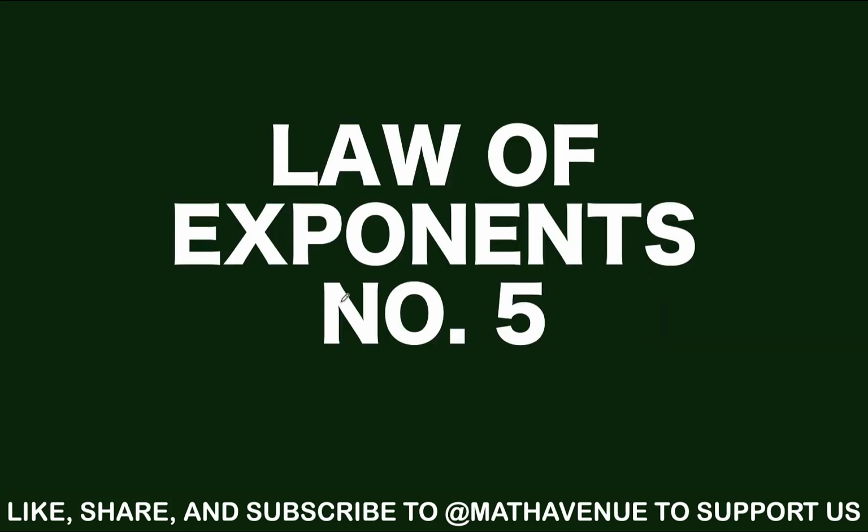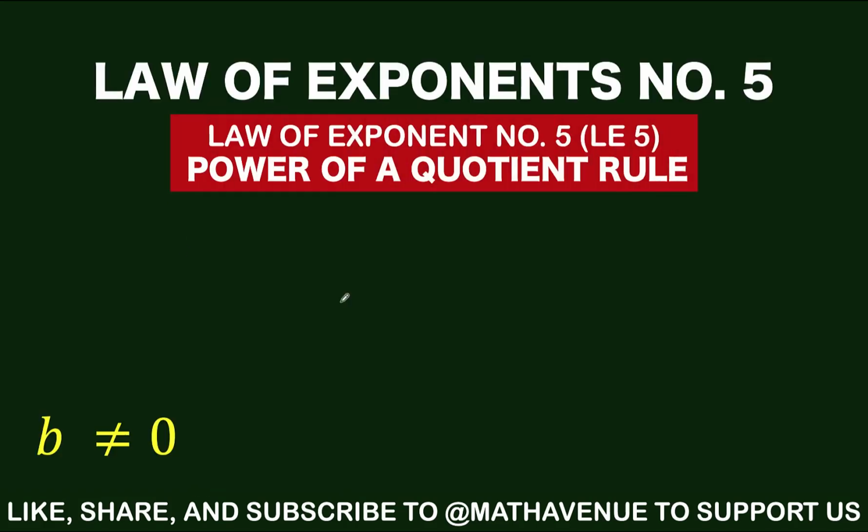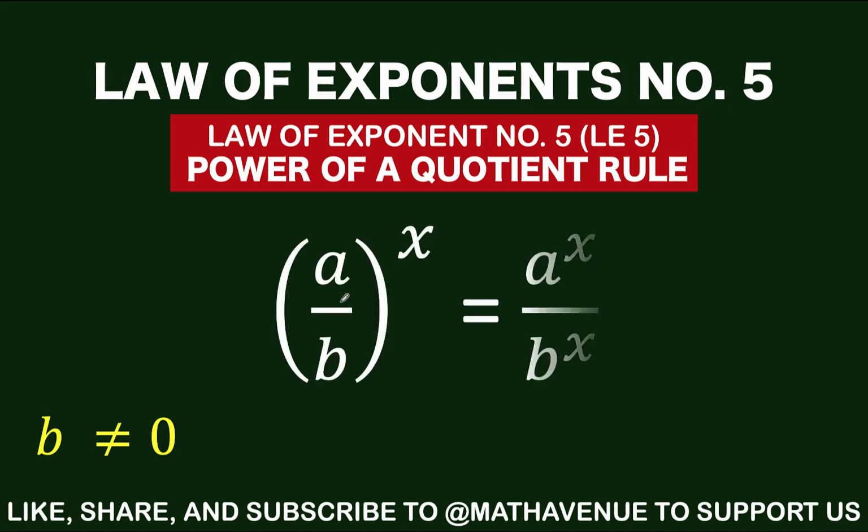Now, let's proceed to law of exponent number 5. So for law of exponent number 5, this is about the power of a quotient. If you have a fraction a over b, where the denominator is not equal to 0, and that is raised to an exponent x, then this law of exponent number 5 says you can split this into two exponential numbers. The numerator a is raised to the exponent x divided by another exponential number b raised to the same exponent. So from one number in exponential form with a fractional base, that becomes two numbers in exponential form. One is in the numerator and one is in the denominator.